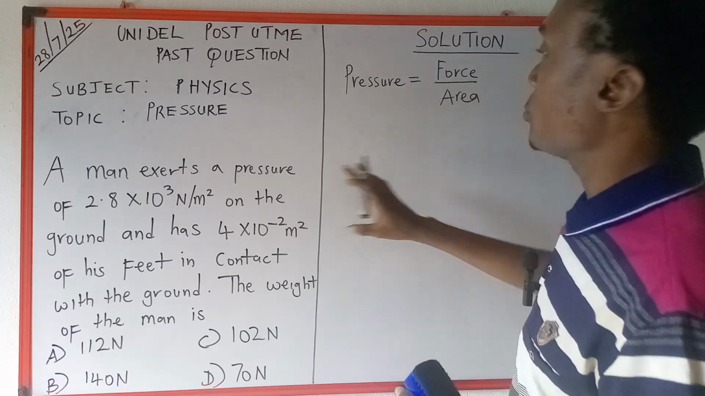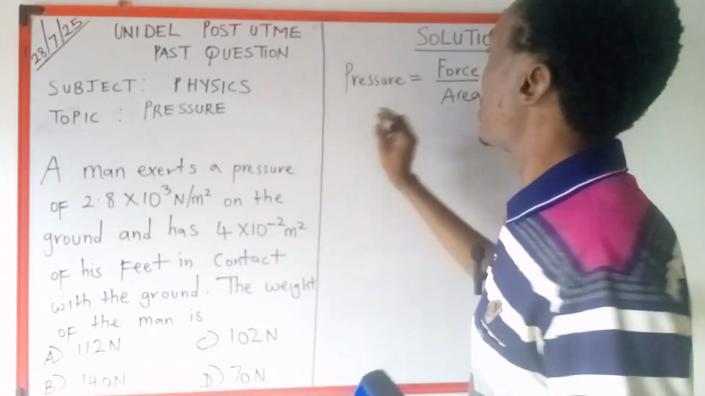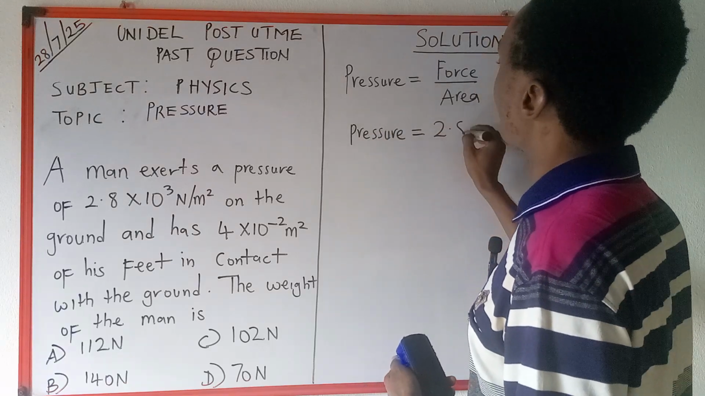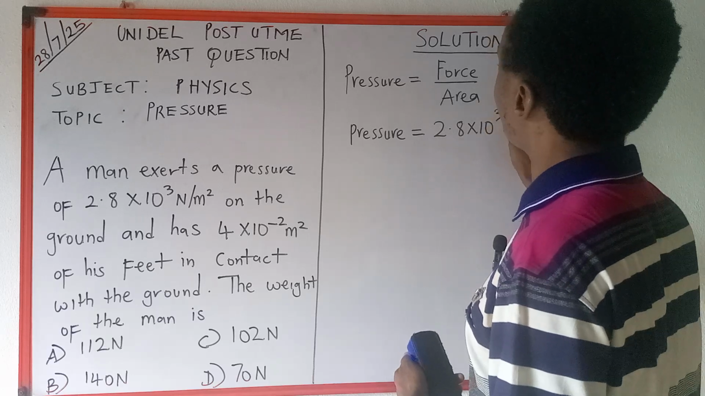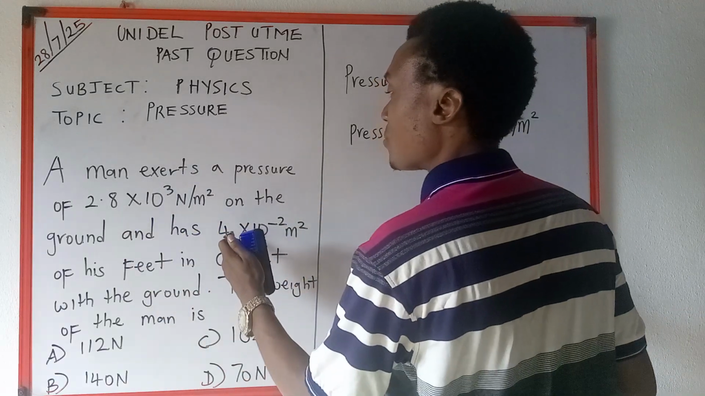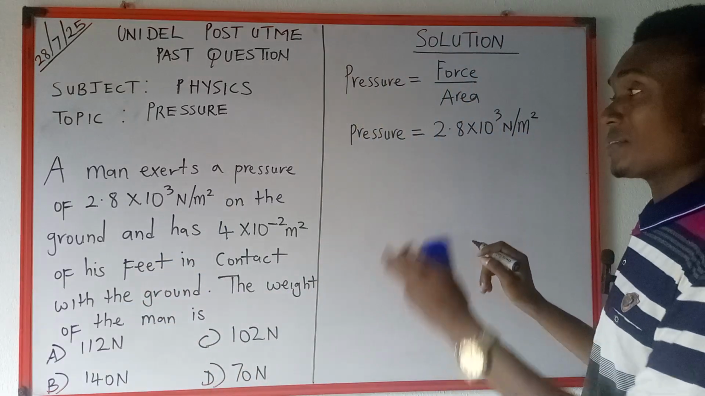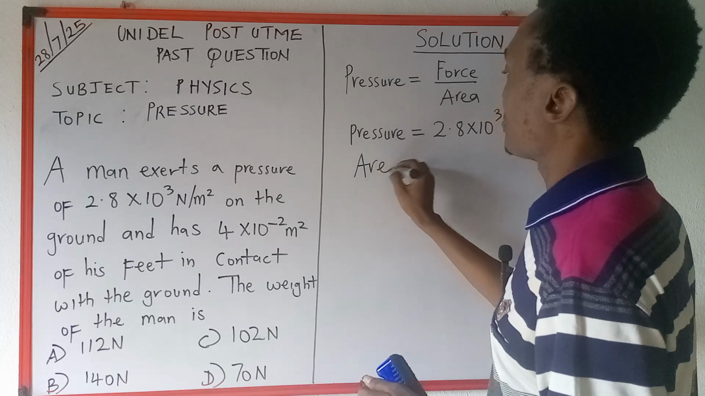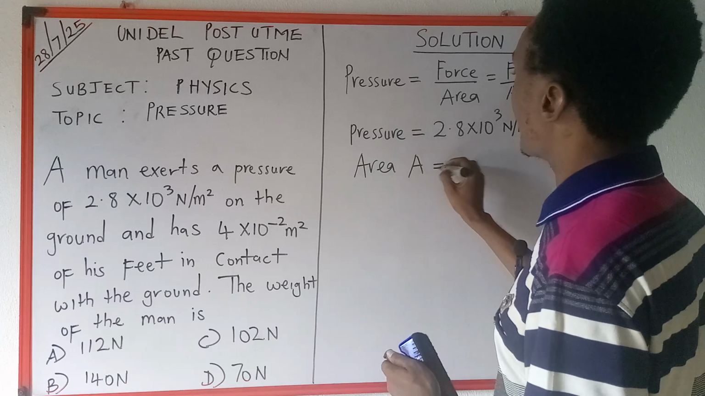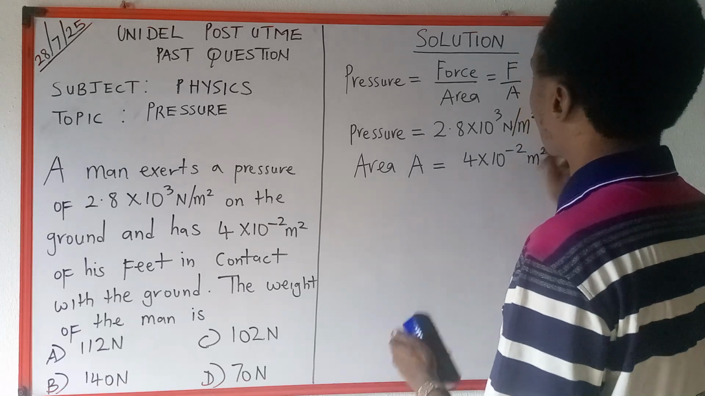So if you look at the question, it says a man exerts a pressure of 2.8 times 10 to the power of 3. So the pressure here is giving us 2.8 times 10 to the power of 3 Newton per meter square, on the ground, and has 4 times 10 to the power minus 2 meters square of his feet. Of his what? Feet. So that is area. So the area A is giving us 4 times 10 to the power minus 2 meters square.